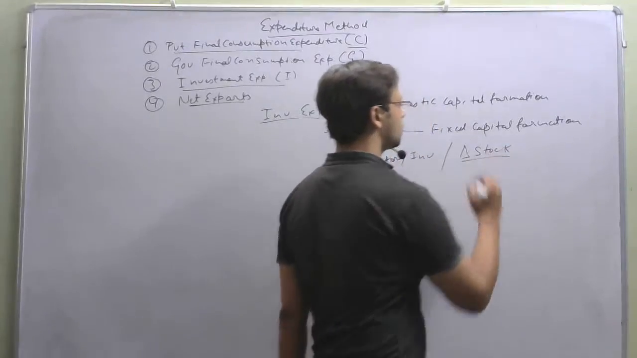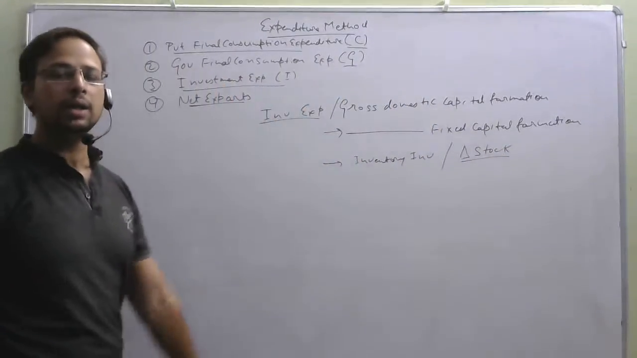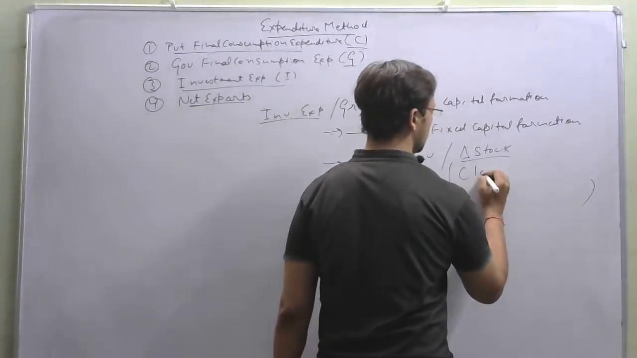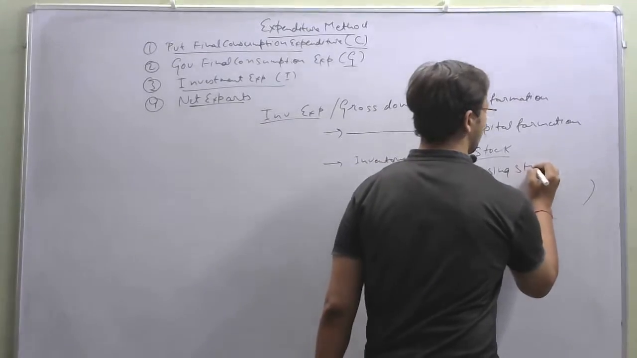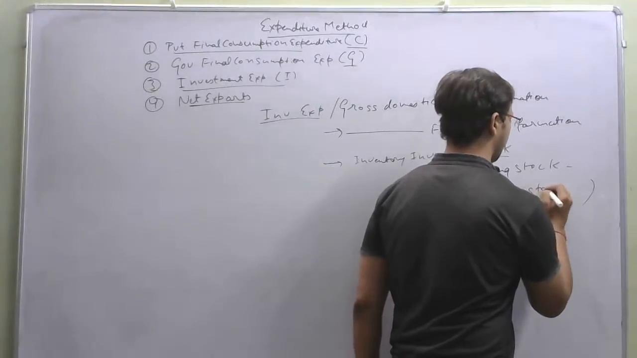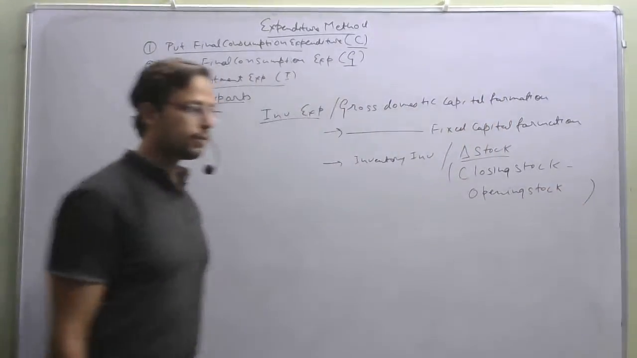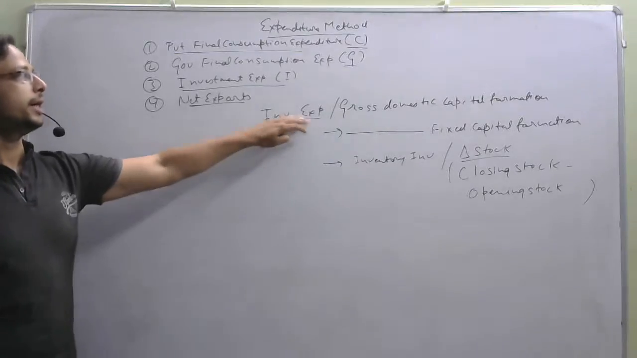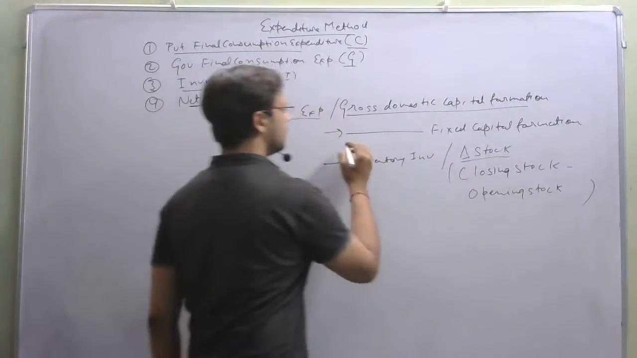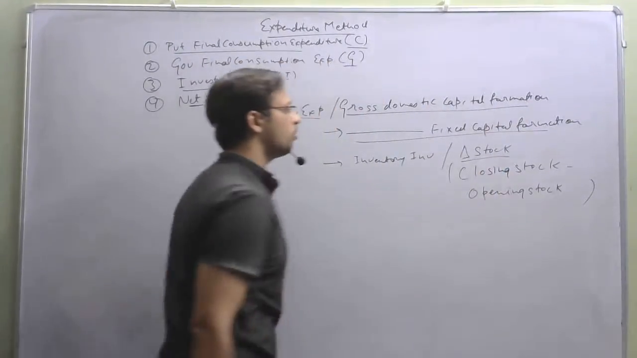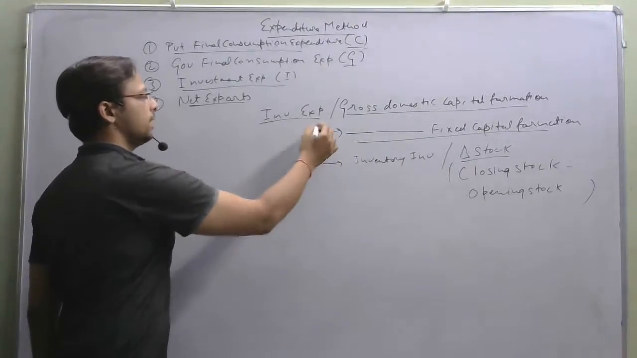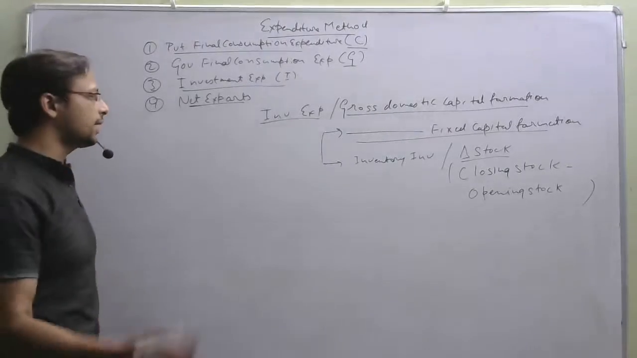It is the same change in stock that we studied in our production method, and the formula is also the same. It is closing stock minus opening stock. So investment expenditure is gross domestic capital formation, and it comprises two heads, that is gross domestic fixed capital formation and inventory investment, right? These two heads make up the gross domestic capital formation.